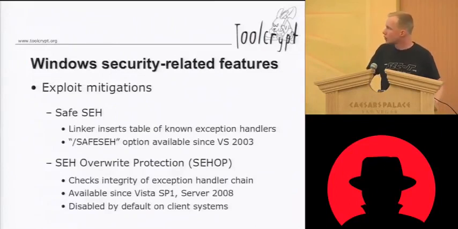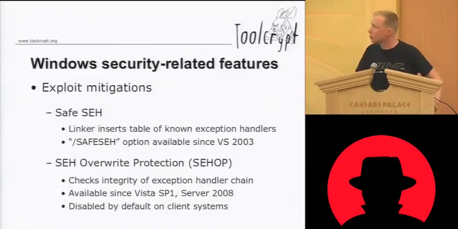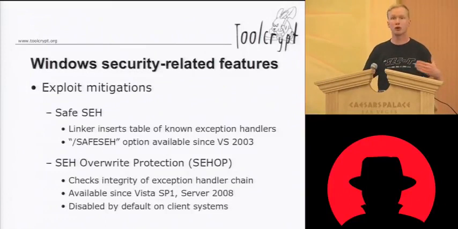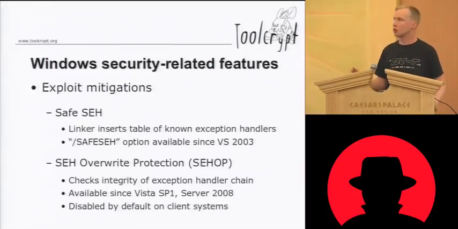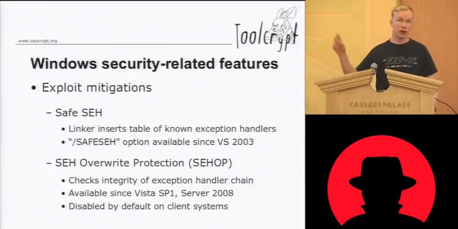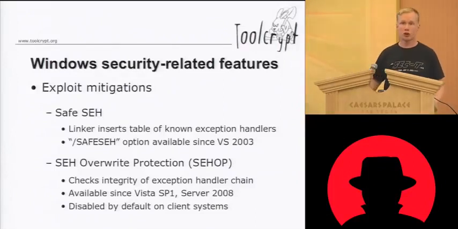And there are a couple of mitigations that Windows has that can help you with this. The first one, which has been around for a long time, is called SafeSEH. SafeSEH basically uses the toolchain to insert a table of known good exception handlers within every module. So when Windows gets an exception and picks up the pointer to the exception handler from the stack, it can verify that against the table to see that it's actually a known good exception handler before it jumps to it.